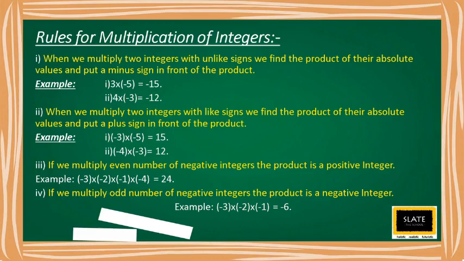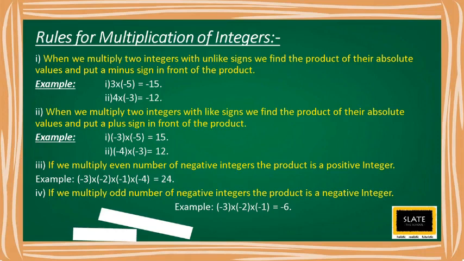Let us see one more example. 4 into minus 3. Absolute values of 4 and minus 3 are 4 and 3. Product of 4 and 3 is 12. The product will have a negative sign. 4 into minus 3 is equal to minus 12.